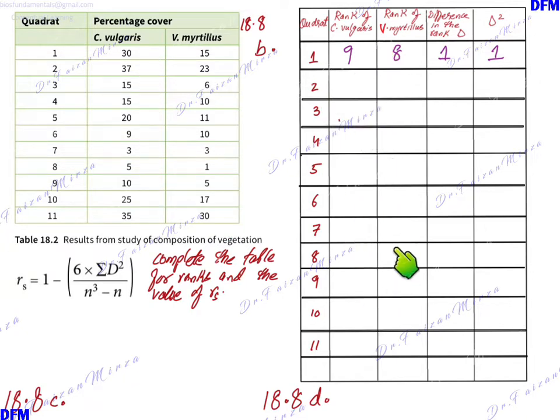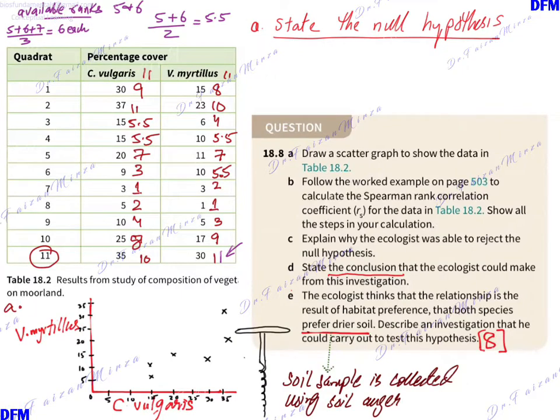You can just fill up these here, and the difference in the rank can be calculated by subtracting 9 by 8 and then squaring the value. This will be d square. You will sum up the last column, and the sum of this last column will be placed here. You calculate the value, and you just see whether the correlation is significant or not. This is my worked example.